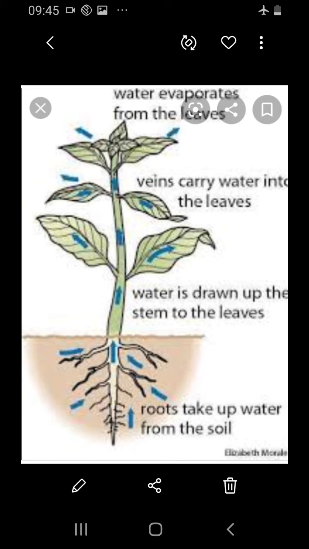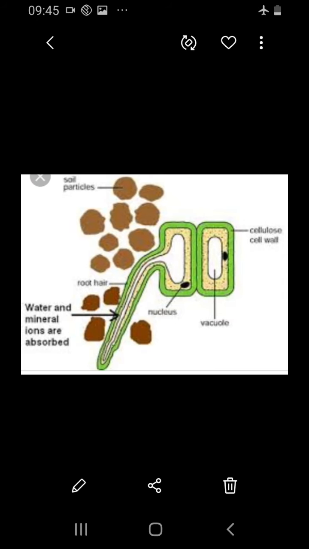Uptake of minerals: how does the plant take up minerals? Plants depend on minerals from the soil for their nutrition. Two factors are involved in taking the minerals. Minerals are present in the soil as charged particles, so they cannot move across the cell membrane. Next, the concentration of minerals in the soil is usually lower than the concentration of minerals in the root. So the outer will be lower than the inner.